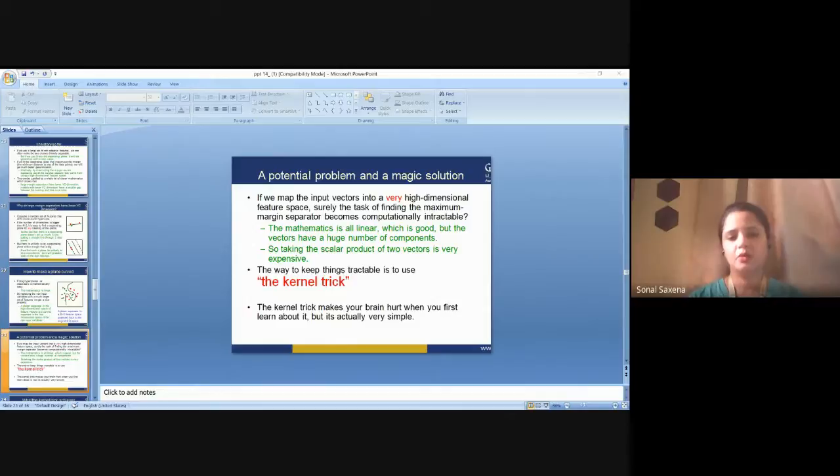Now, the resulting algorithm is formally similar, except that every dot product is replaced by a non-linear kernel function. This allows the algorithm to fit the maximum margin hyperplane in a transformed feature space. The transformation may be nonlinear and the transformed space high dimensional. Although the classifier is a hyperplane in the transformed feature space, it may be nonlinear in the original input space. It is noteworthy that working in a higher dimensional feature space increases the generalization error of support vector machines, although given enough samples, the algorithm still performs well.